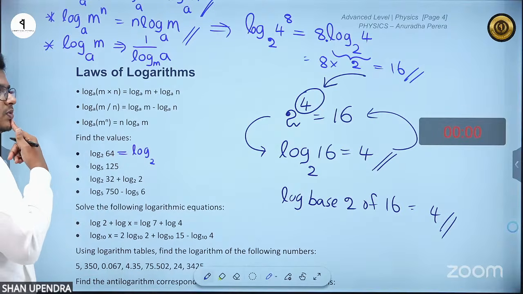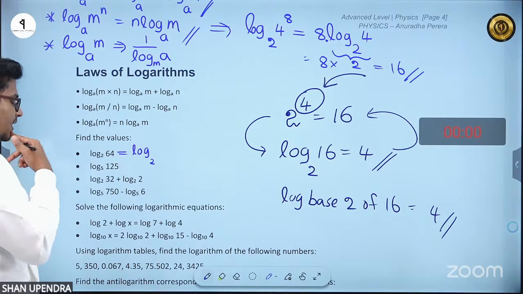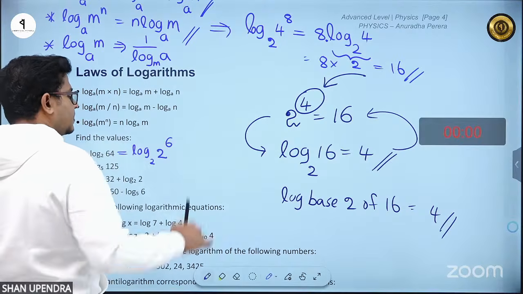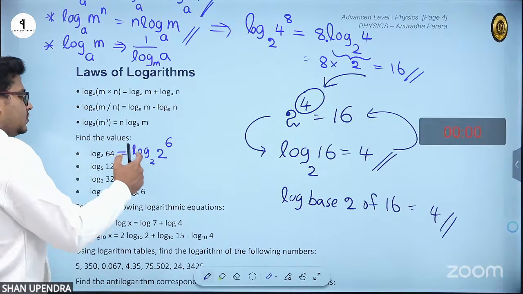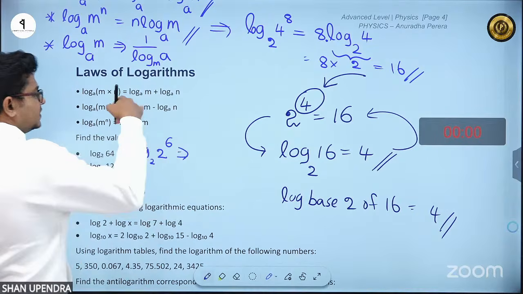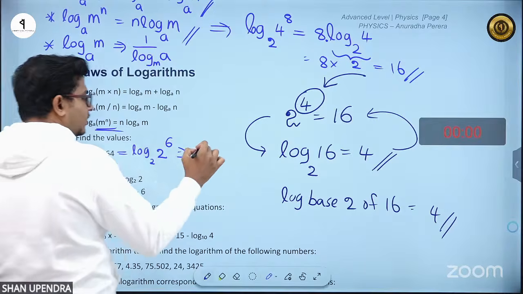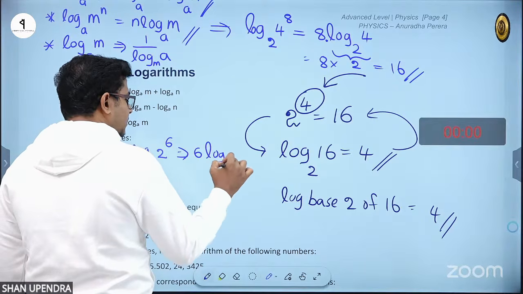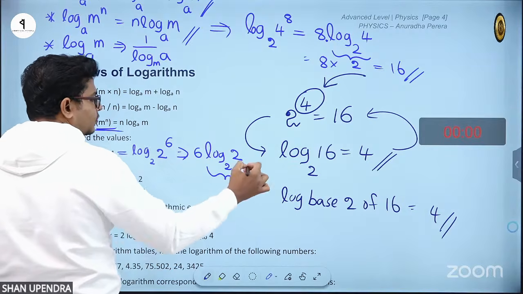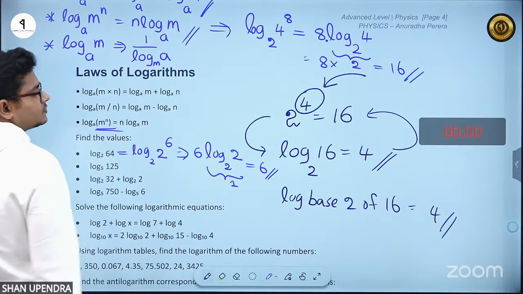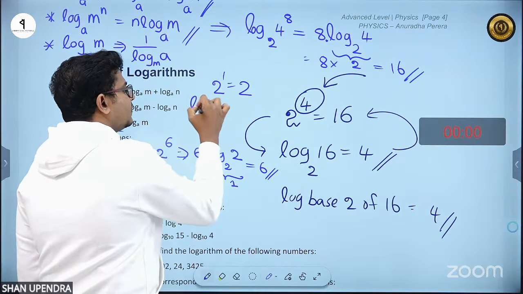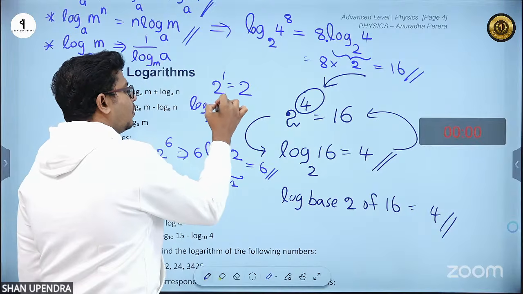So 32, then 64, yes. Then it's 2 to the power 6. Log base 2 of 2 to the power 6. Using this relationship, I can take 6 out: 6 times log base 2 of 2. Log base 2 of 2 is actually 1. So your answer is 6. 2 to the power 1 equals 2, and that is because log base 2 of 2 equals 1.